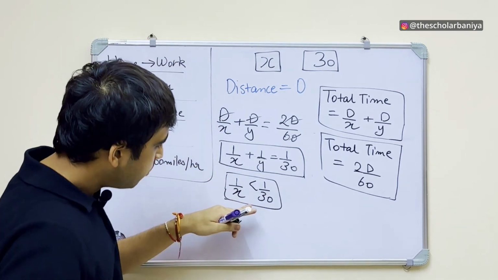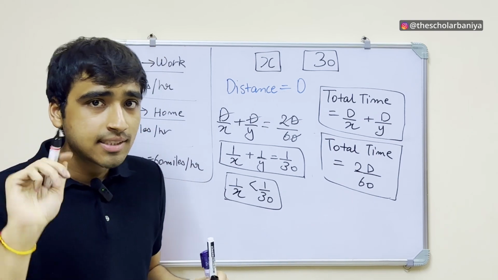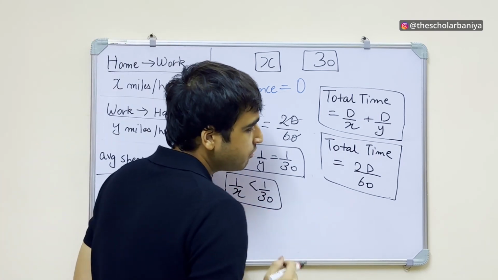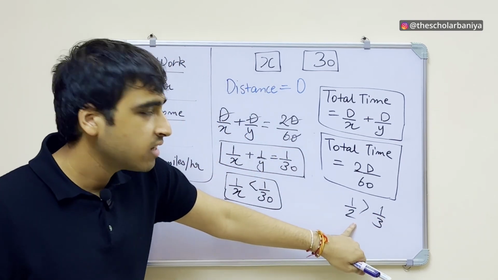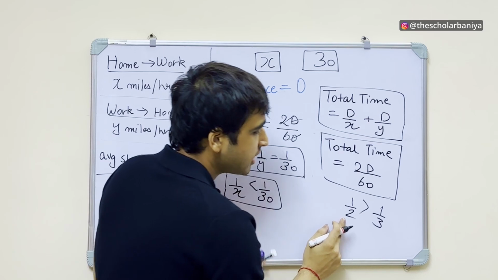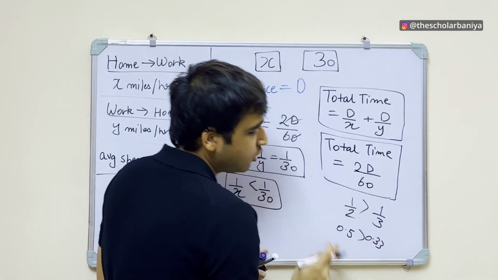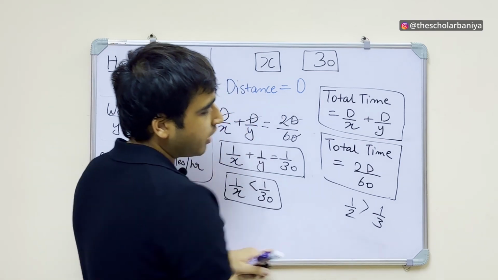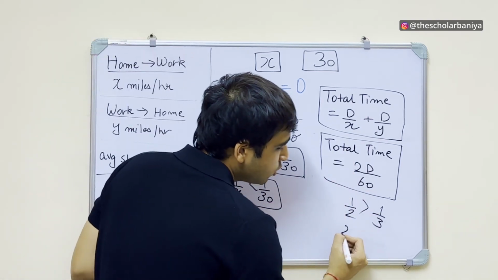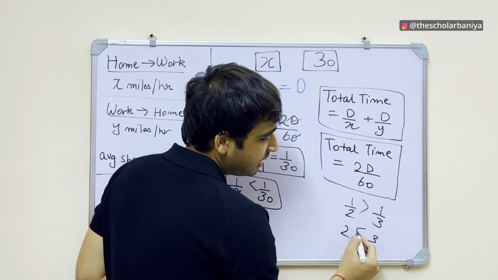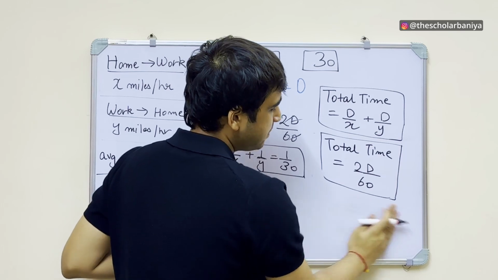Now if you take the reciprocal, whenever you take a reciprocal in an inequality, the sign gets reversed. For example, 1 upon 2 is greater than 1 upon 3, because 1 upon 2 is 0.5 and 1 upon 3 is 0.33. But if we take the reciprocal, this becomes 2 and this becomes 3, and 3 is greater than 2. So the sign gets reversed.